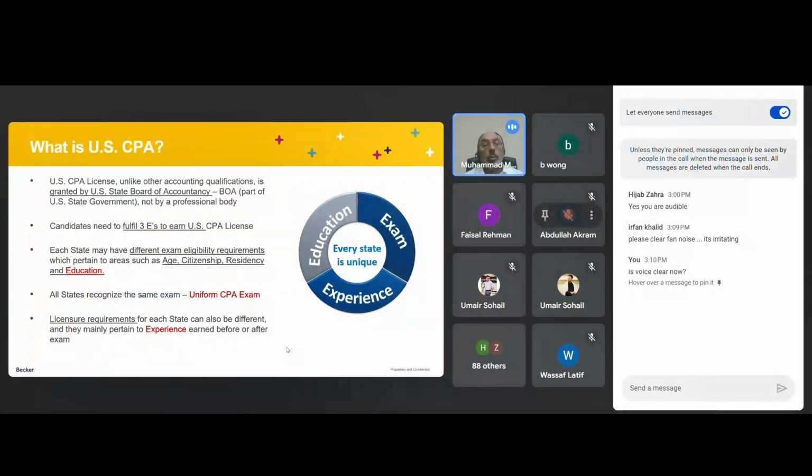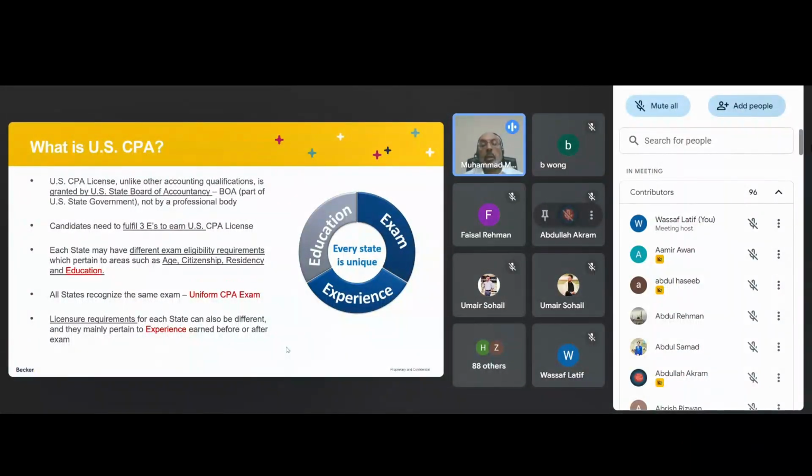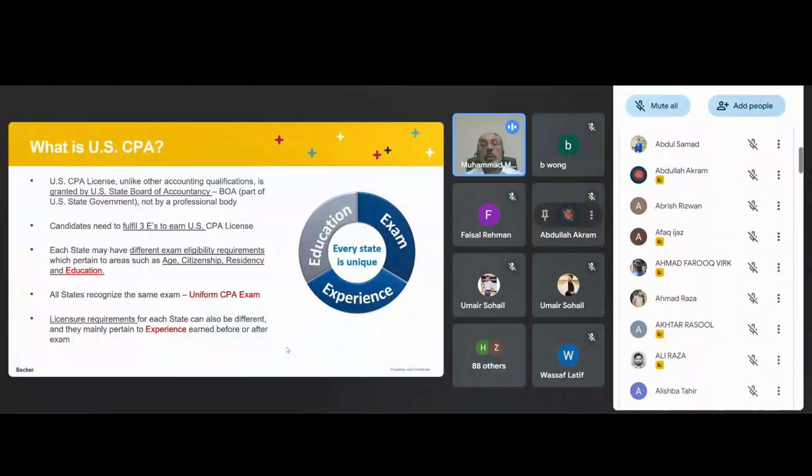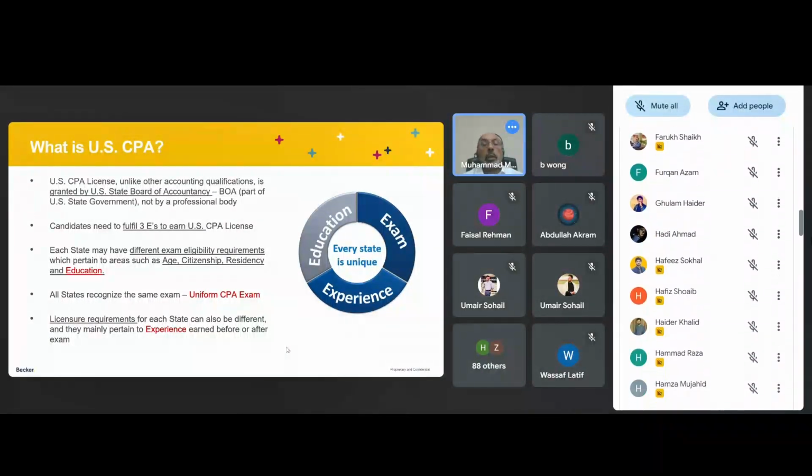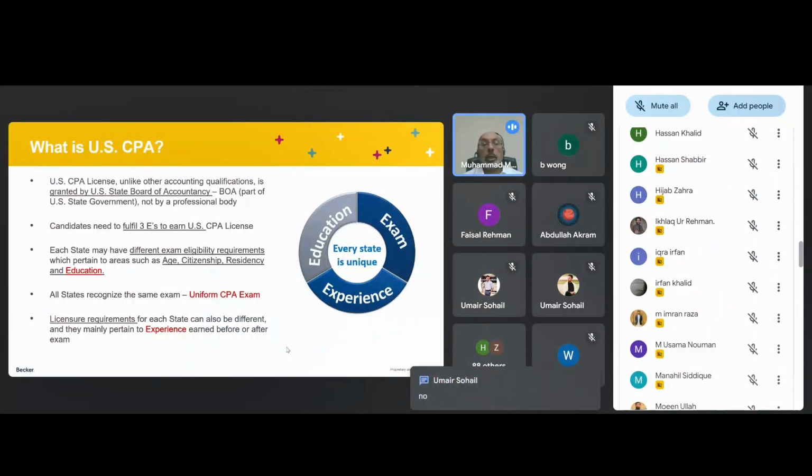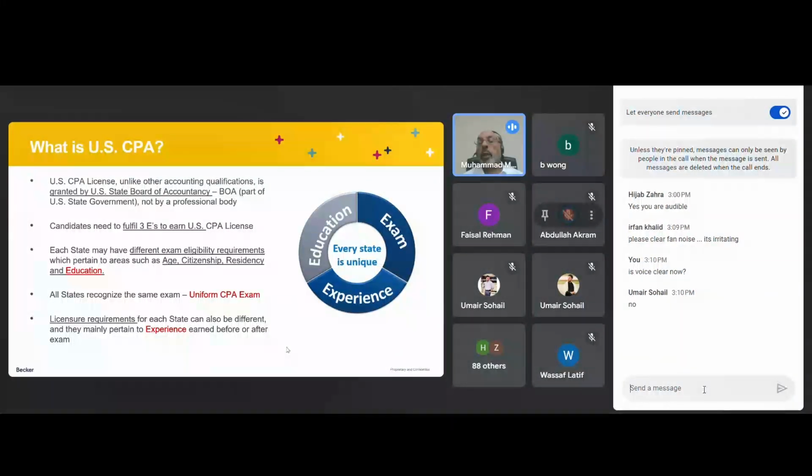To obtain the license, one has to have a certain period of experience, which also varies from state to state. Two things vary from state to state: one is the education and the additional requirements, and the second is the experience; the length and nature of experience can vary from state to state.